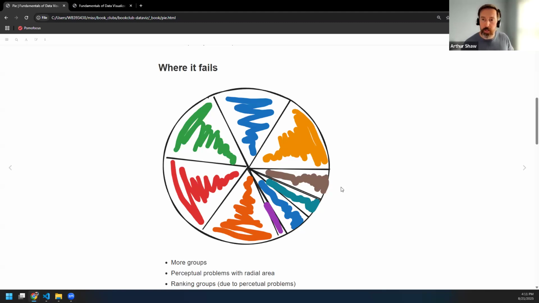The author doesn't say this exactly, but I think it bears saying that when there are more groups, pie charts kind of fall apart. Because you end up with lots of little slices of the pie, and you're unsure how those slices compare relative to one another, right? And certainly how the size of the slices corresponds to an actual underlying number, unless there are labels.